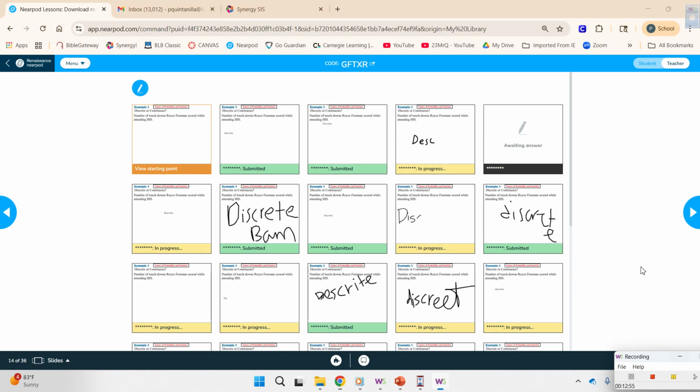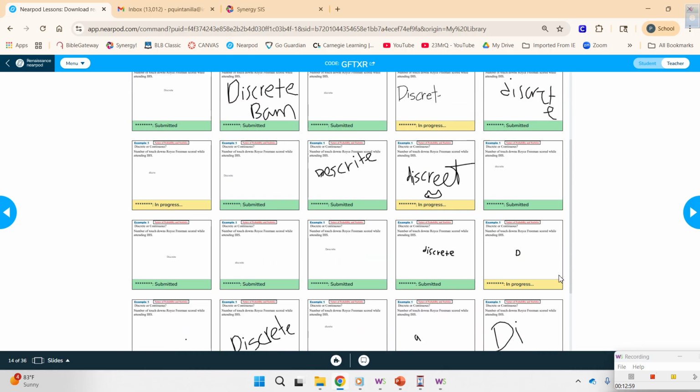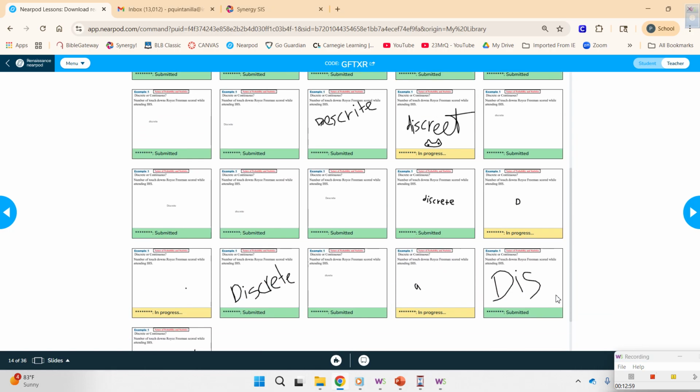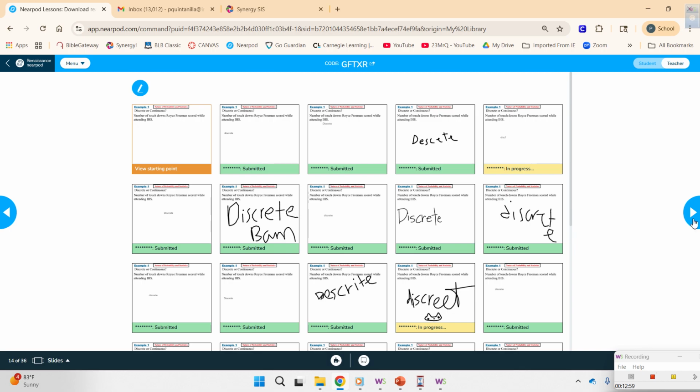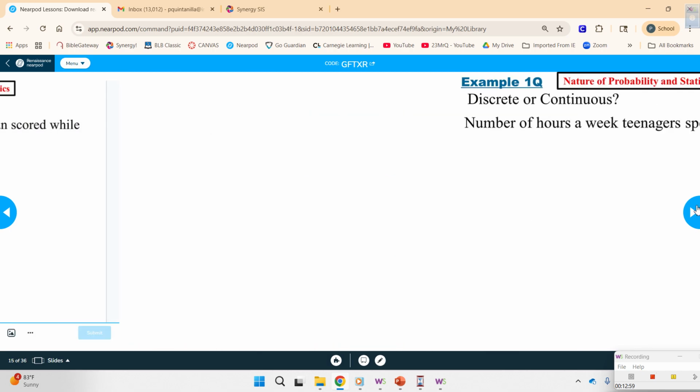All right, looks like the majority of you wrote discrete. Hands if you agree with that. That is correct because we can count how many were scored. All right, let's go to the next one. Example 1Q, number of hours a week teenagers spend on social media. Discrete or continuous? Talk to your neighbor and then write it on the screen.